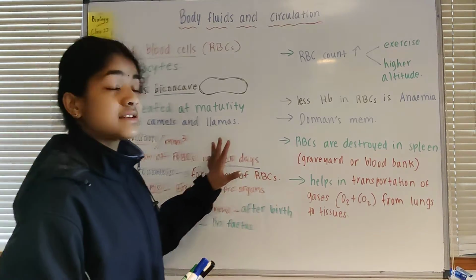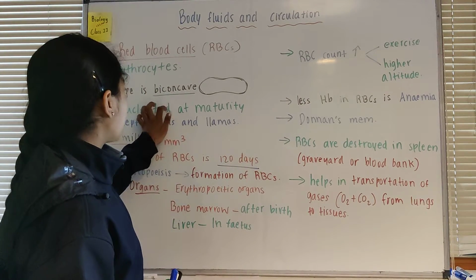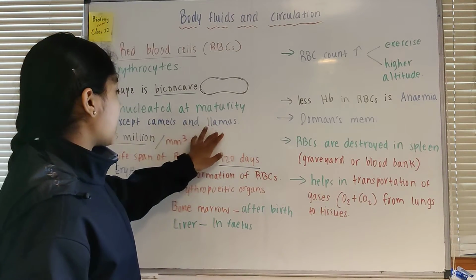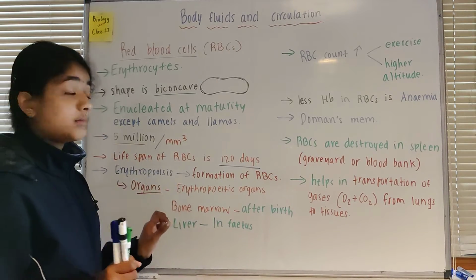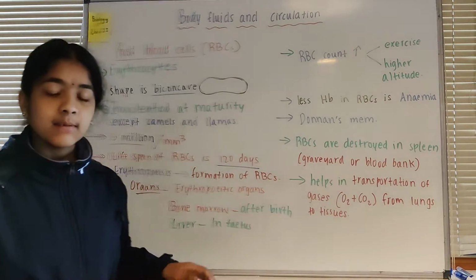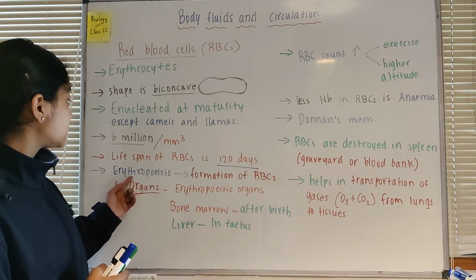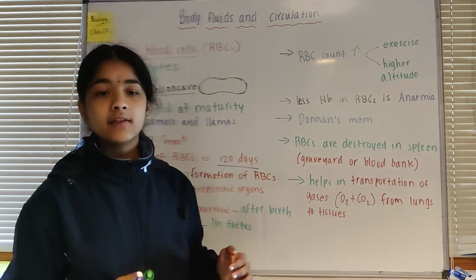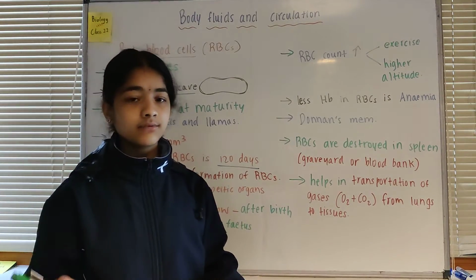So in this video we discussed RBCs, that is red blood cells. They are known as erythrocytes. The shape is biconcave. They are enucleated at maturity, except in camels and llamas, and there are 5 million of them in a cubic millimeter, and the lifespan of RBCs is 120 days. The formation of RBCs is erythropoiesis, and the organs that help are called erythropoietic organs. That is, we have the bone marrow after birth and the liver in the fetal stage.